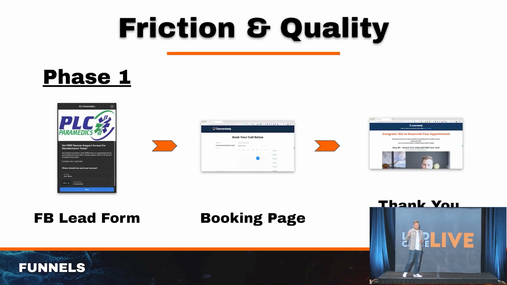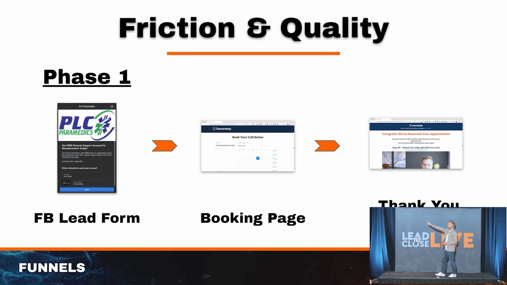Now, let's talk about the 4 phases of friction. So phase 1 is essentially you're probably looking at a lead form going to a booking page, right? What you're going to do is get more volume. You're going to get more leads, probably more appointments, but the quality is not going to be as great, right? And you can go phase by phase by phase.